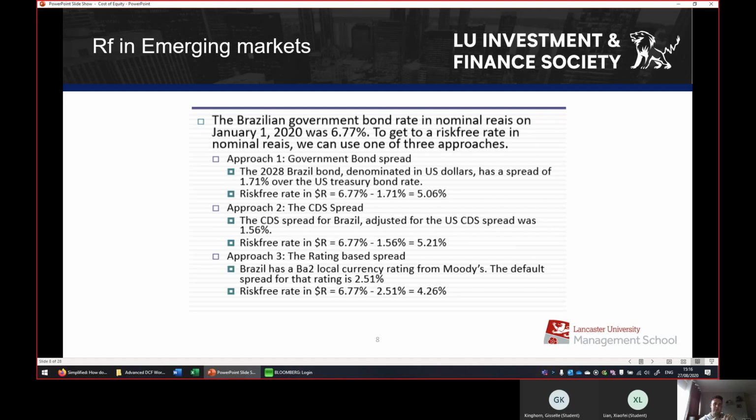So let's say I have a Brazilian government bond trading at 6.77%. Okay, and I figured out using the spread that the spread is 1.71%. Then I just subtract that from the government bond, and then I get a risk-free rate. And I can do the same thing with the credit default swap. I use the credit default swap, subtract that from the government bond rate to get the risk-free rate. And finally, using the credit rating of the country, using Moody's credit rating of Ba2, I can figure out using the average of other countries that also have a Ba2, the default spread, which is 2.51%, subtract that from the government bond to get a risk-free rate of 4.26.